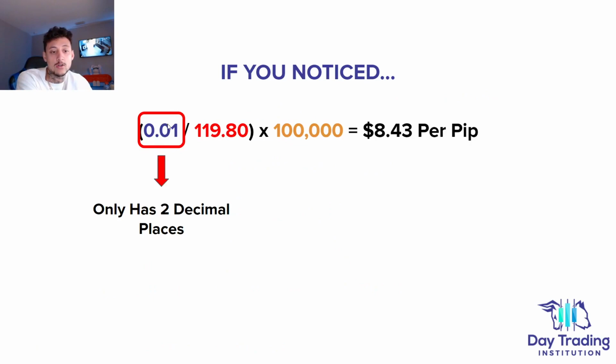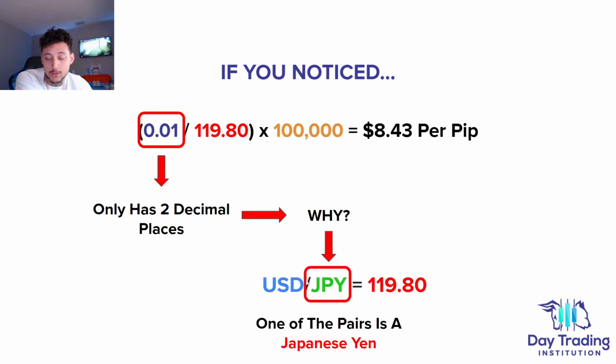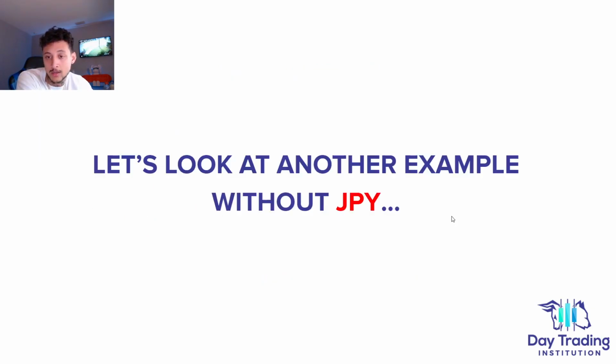Now, if you notice, a 0.01 has 2 decimal places. If you ask yourself why, that's because you're trading the yen. Typically, when you trade the yen, it has 3 decimal places because all brokers offer the pipette, so it'll be worth $10 per pip.